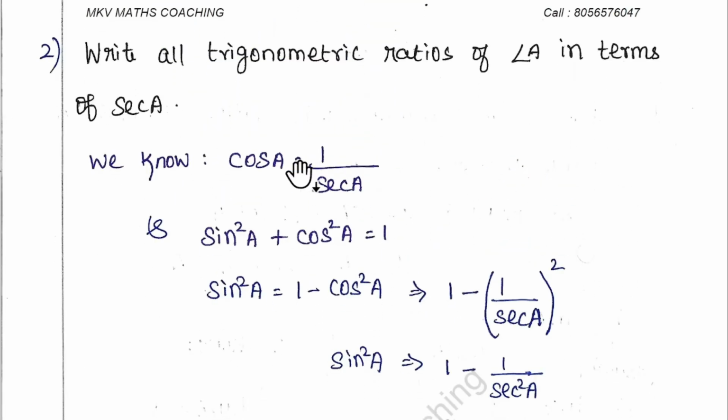Okay, so the second question is also the same type. You have to try by yourself. I'll just explain the method. Write all the trigonometric ratios of angle A in terms of secant. So every ratio should be written in the form of secant, right? So first start with what is the inverse of secant? Cos, right? So cos is equal to 1 by secant. So I am getting directly the cos value. I can just write it as 1 by secant in the form of secant, right? Cos is 1 by secant.